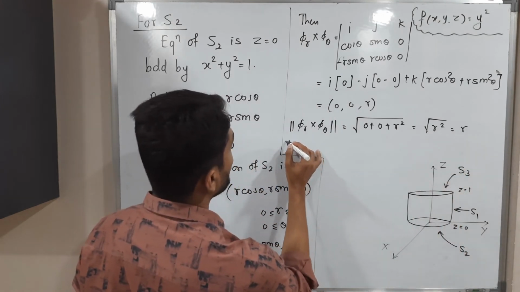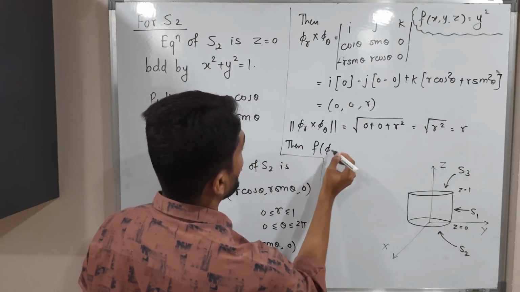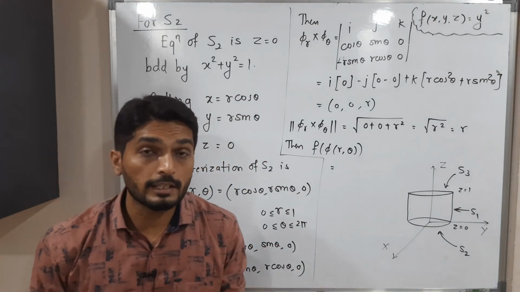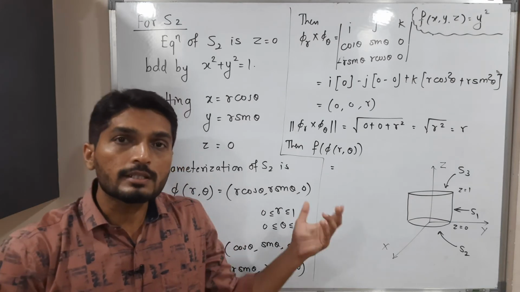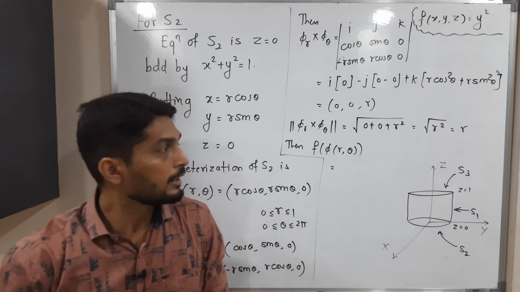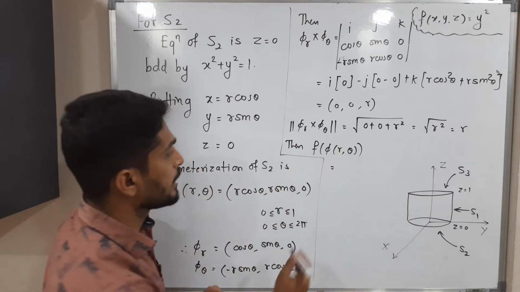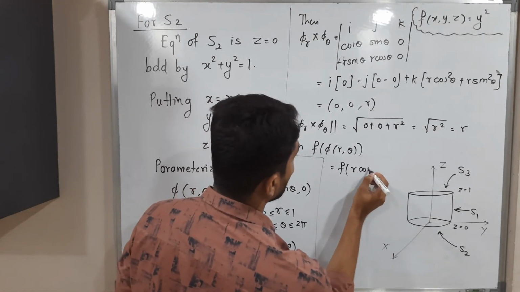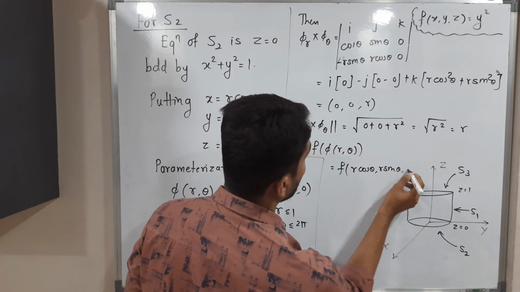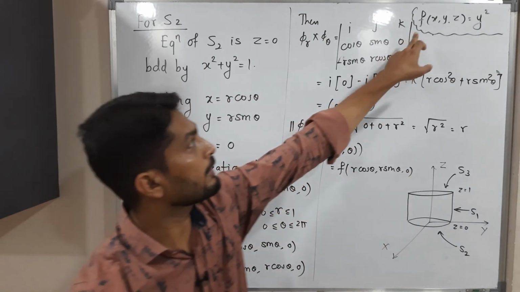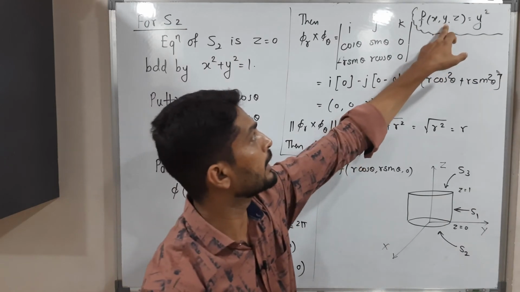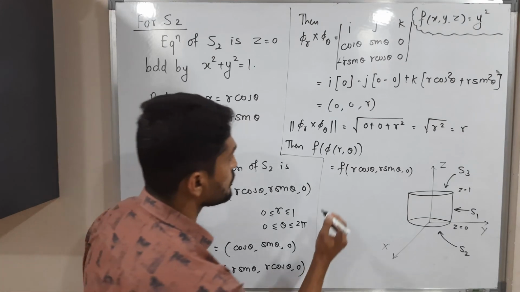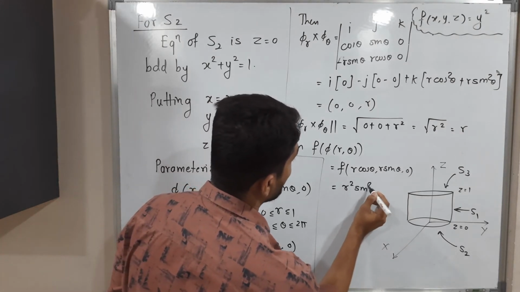So the last point now is f of phi of r theta. Since to find the value of the surface integral of a scalar field all these things are required in the definition, we are finding their values one by one. So f of phi of r theta: what is our phi of r theta? Yes, r cos theta, r sin theta and 0. So what does the definition of f say? The square of the middle component. Here the middle component is y, we have to take its square. So the middle component is r sin theta, so I take its square. It will be r square sin square theta.